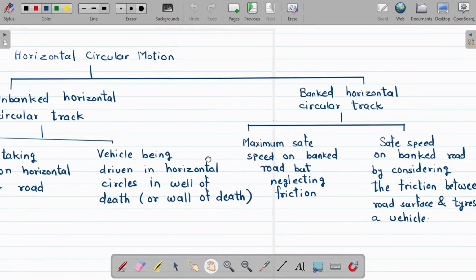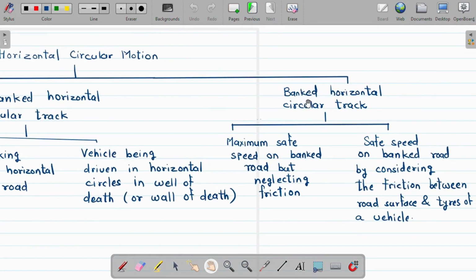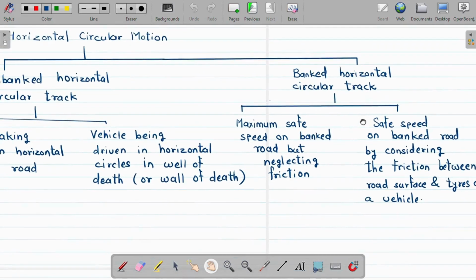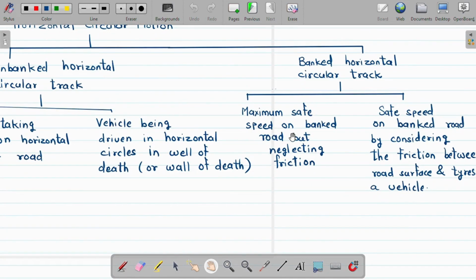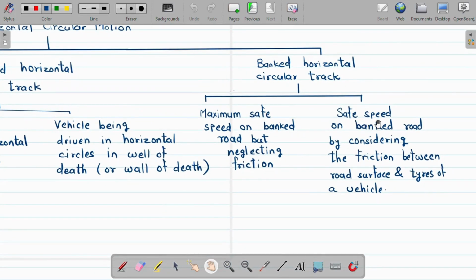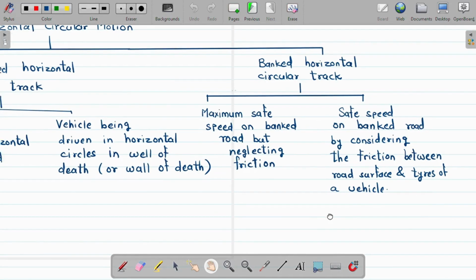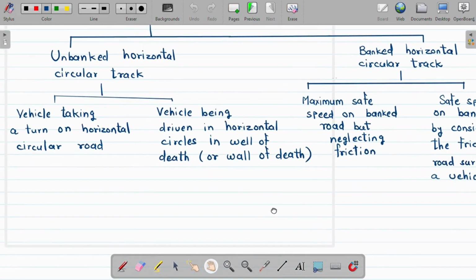The second type of horizontal circular motion is when the vehicle is driven on a banked horizontal circular track. This is how I like to classify it: first, the maximum safe speed on a banked road, neglecting friction; and second, the safe speed for a vehicle driven on a banked road, where we consider the friction between the road surface and the tires of the vehicle. Okay, so now let us start with this.